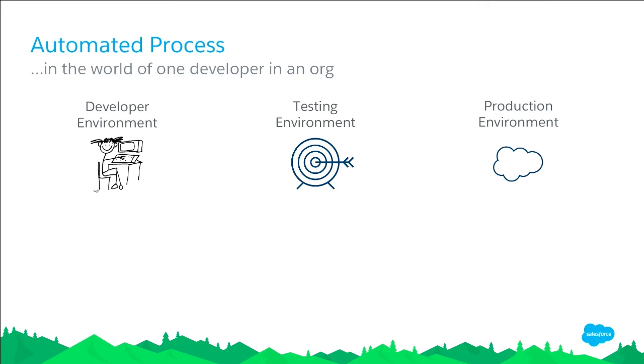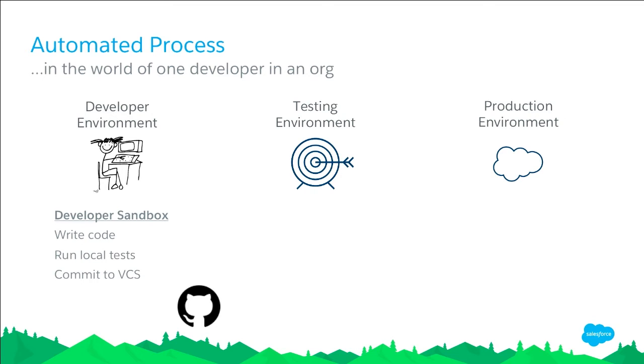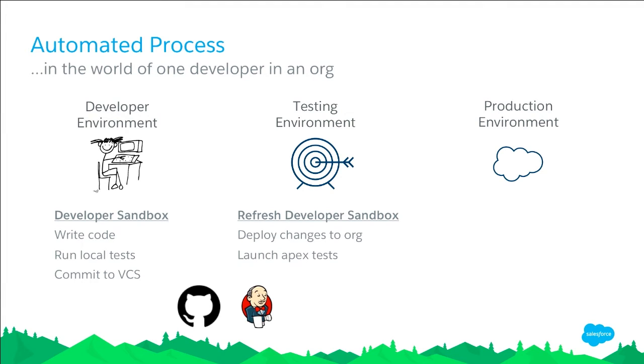In a simple world, one developer, one org, not very much going on. The developer will use a developer sandbox. They're going to go in, write some code, make some metadata changes, run their tests locally on that particular sandbox, and then commit to the version control system. That check-in will wake up your automated CI system, which will take another developer sandbox that it will refresh so it looks like the production org. It will similarly deploy changes into that org and launch the complete suite of Apex tests.